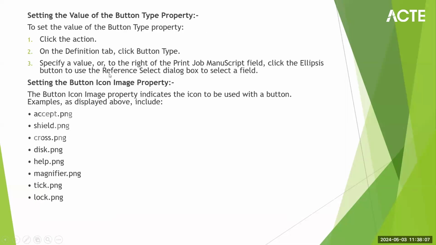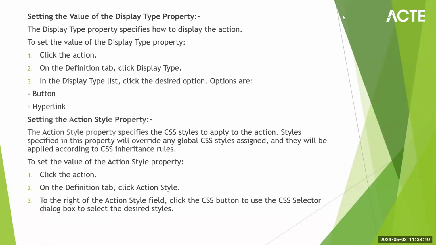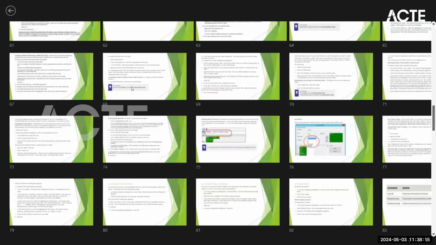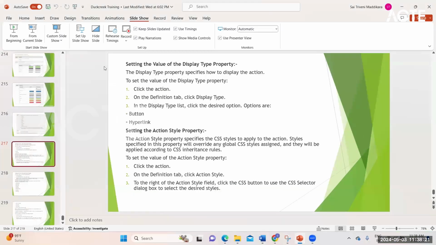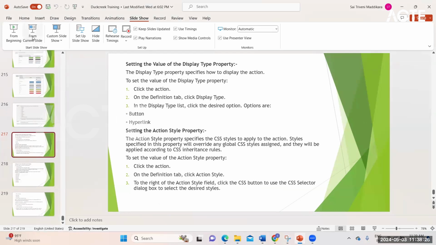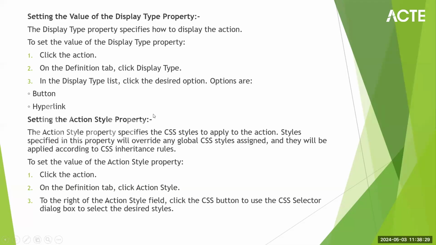Setting the value of the display type property. The display type property specifies how to display the action, like how you want to display it. It may be a hyperlink, or button format, or link format, or blue color, or whatever features you want.